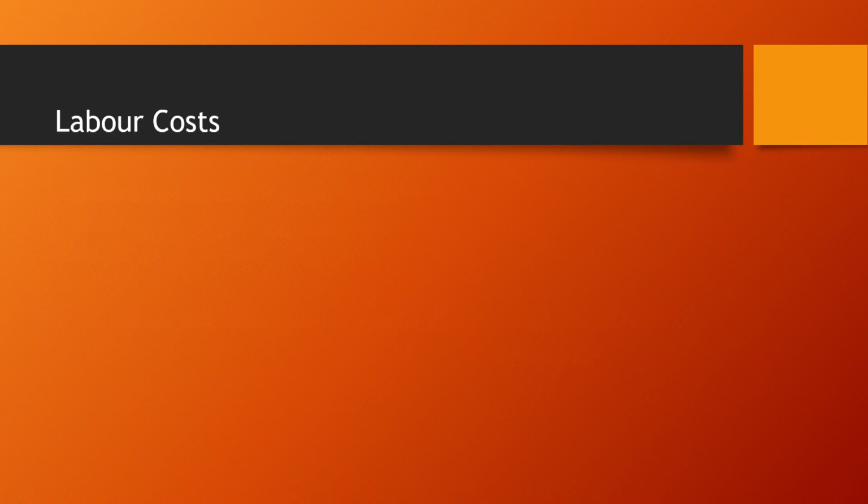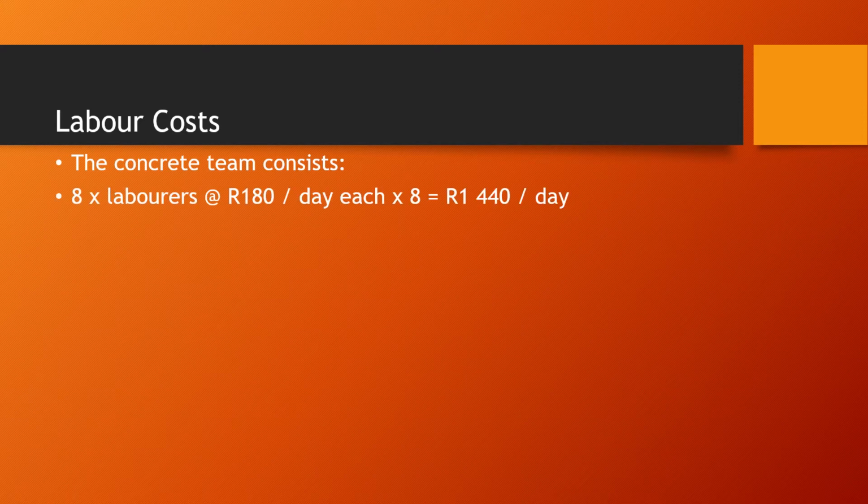Let's look at the labor cost. We said the concrete team consists of 8 laborers. Assume that each laborer gets paid 180 rand a day. So that's 180 times 8. That's 1,440 rand per day. You're going to pay your 8 guys.